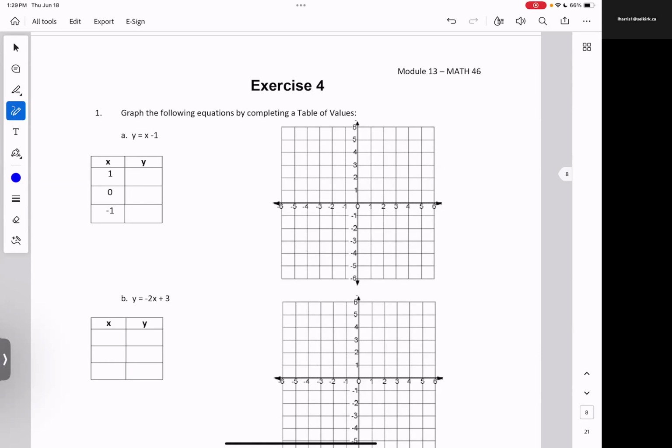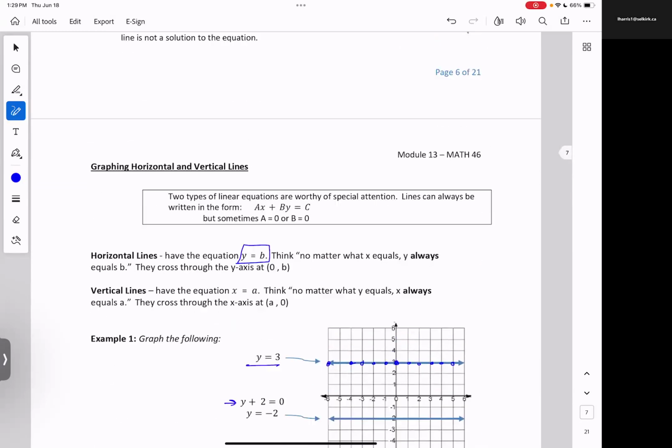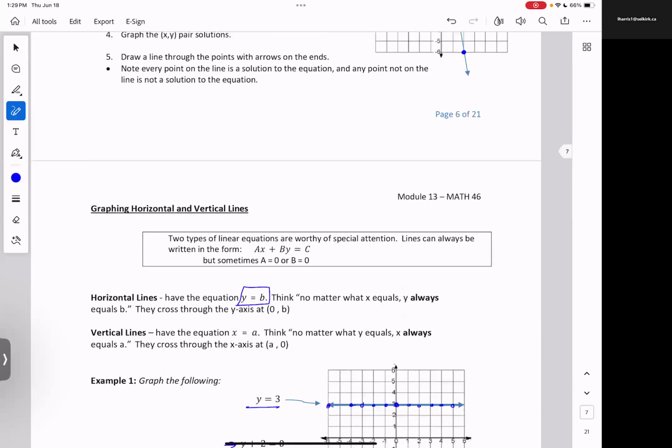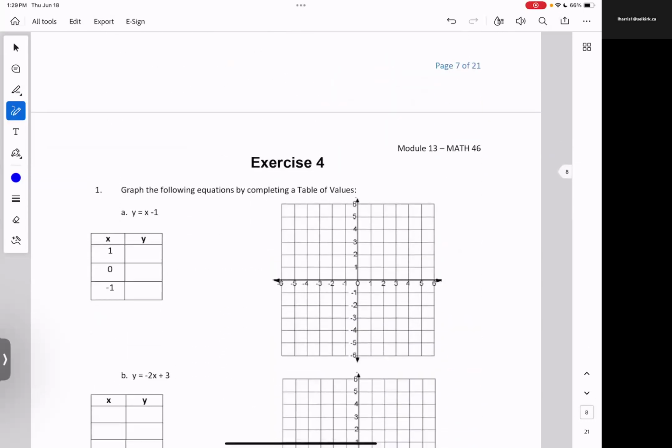Now the third step, let me make sure I'm following my steps correctly. My third step is to figure out y. So we're going to substitute our x values in and solve for y. So we have y equals x minus 1. So when x is 1, we get 1 minus 1, which is 0. When x is 0, we're going to sub a 0 in for x, and we get negative 1. And when x is negative 1, we get negative 1 minus 1, which gives us negative 2.